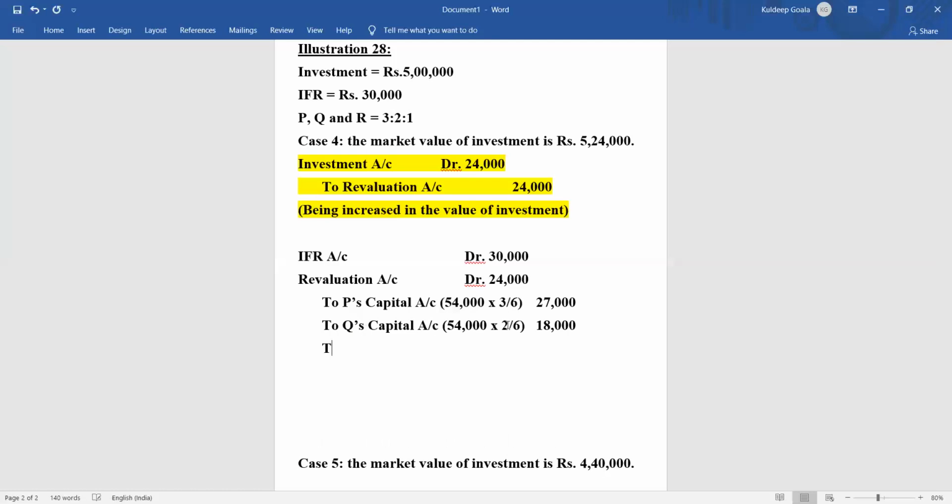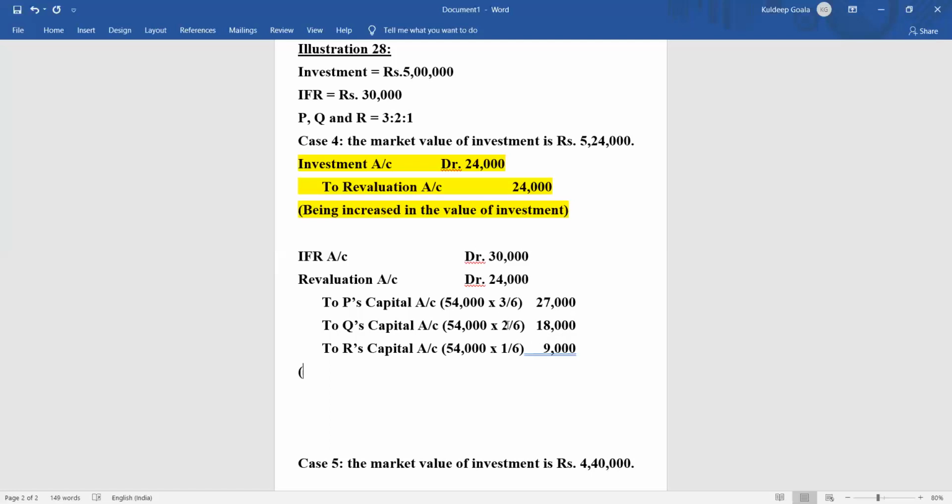And then next comes the third partner, that is R's capital account. How much will appear in R's capital account? It is the same situation again, so it will be 1 by 6, which is exactly 9,000. That's how we find the amount. This is their profit, so the whole amount is transferred to the capital account.